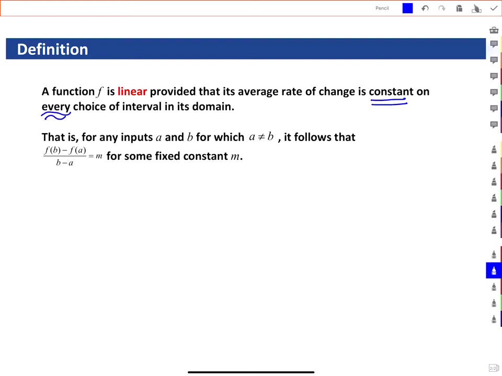That is, for any inputs a and b for which a does not equal b. So a and b have to be different, the endpoints. It follows that f of b minus f of a, all divided by b minus a, which is our average rate of change formula, equals m for some fixed constant m, which we all know is also called the slope.